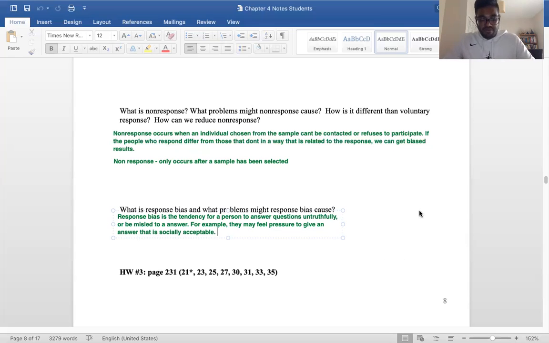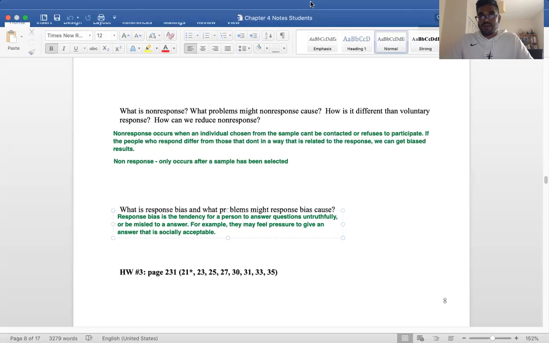So again, we went through a lot of vocab. Please ask questions as you need to, but that's the end of 4.1. Like I said, a lot of vocab. Definitely take some time to read through this, read the textbook, go through Quizlet. If you have any questions, guys, please let me know.